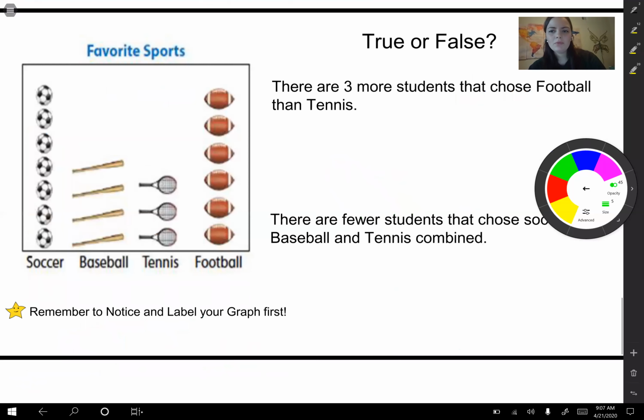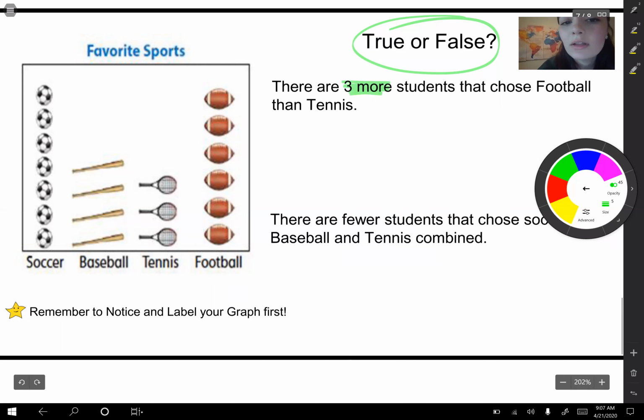There are 3 more. So now we're going to do true and false. Okay, so true means that's correct. False means that's not right. Okay, there are 3 more students that choose football than tennis. So this is saying there are more football than tennis, and let's see if they're right that it's 3 more.